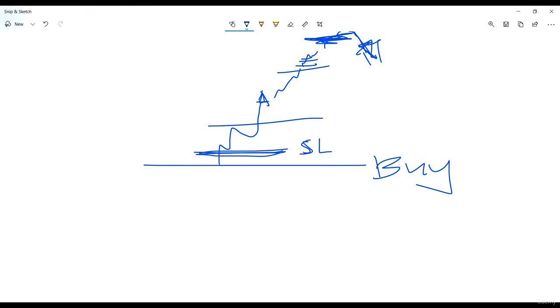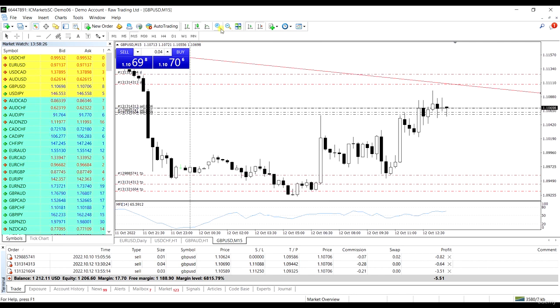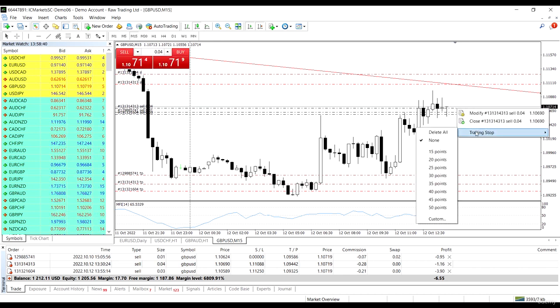Let me just see these trades. Okay, the trades are now in minus. I wanted to activate the trailing stop for one of the trades, so let me just do it anyway. If you want to activate the trailing stop for, let's say, this trade, all you need to do is right click, and then you see trailing stop. You can now choose the number of points you want the trailing stop to be: 15 points, 20 points, 25 points, 30, up to 50 points.